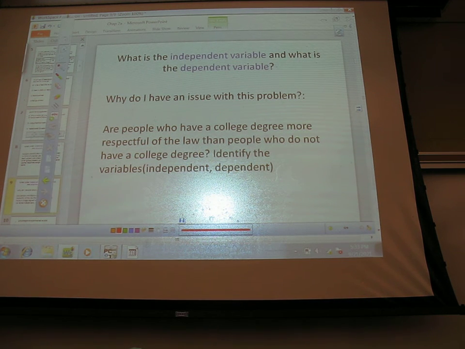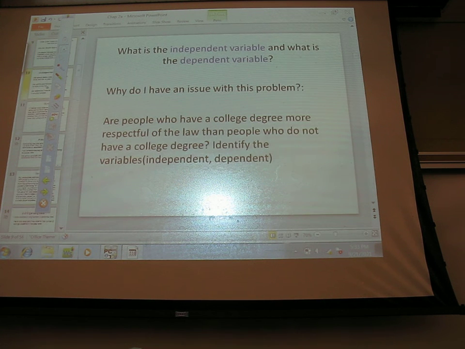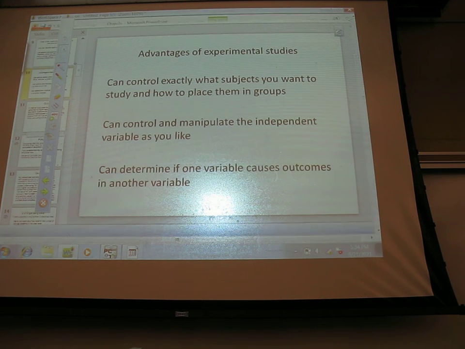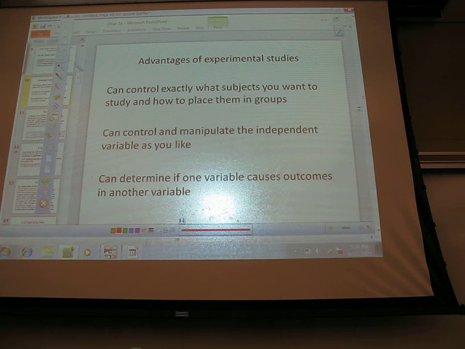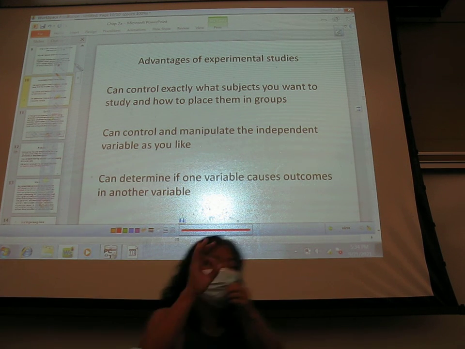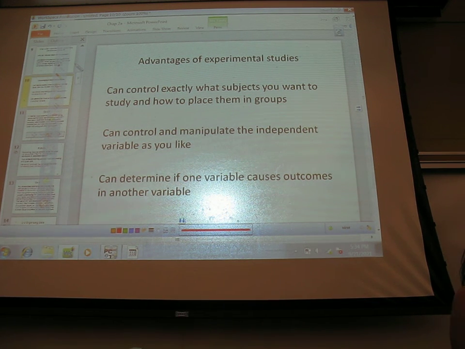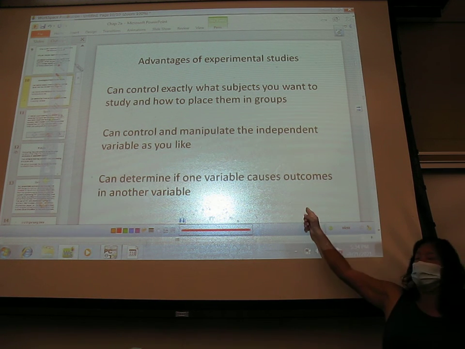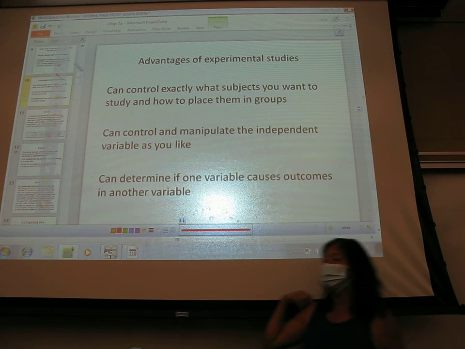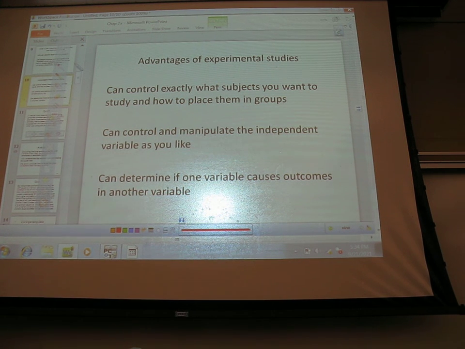Yeah, all good questions. I love this. All right, so experimental studies, right? You can control exactly what subjects you want to study and how to place them into groups. You can control and manipulate the independent variable. You have total control over that. And because of that, you can determine if one variable causes the other one, or causes changes in the other one.